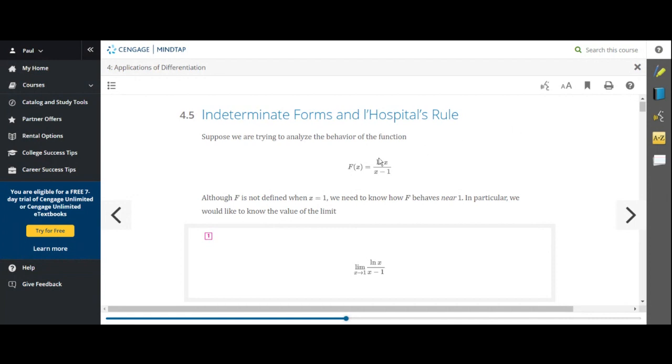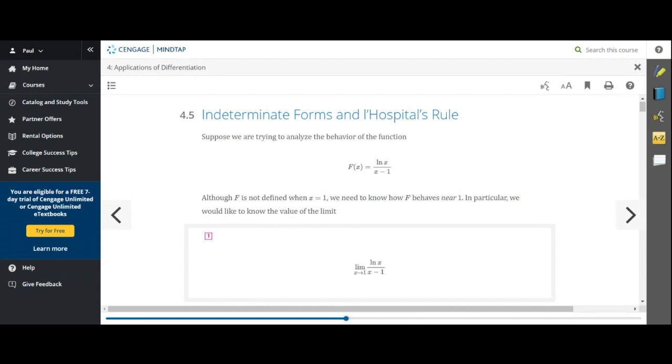So like this function here, f of x, which equals the log of x over x minus 1, that is an indeterminate form as x approaches 1. Why is that indeterminate? What happens to the numerator as x approaches 1? What does the log of x approach as x approaches 1?